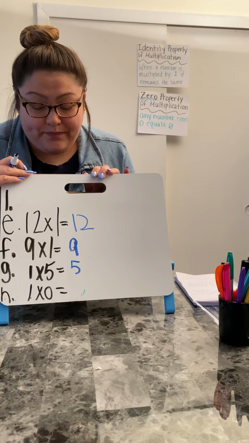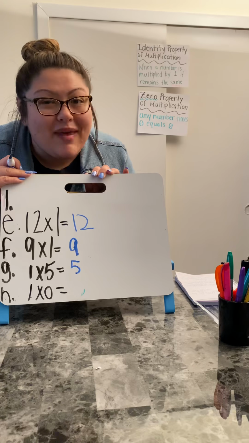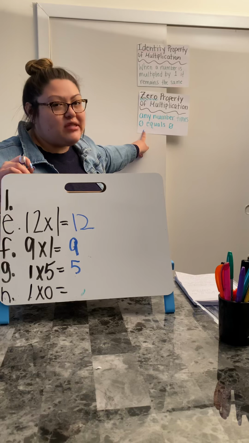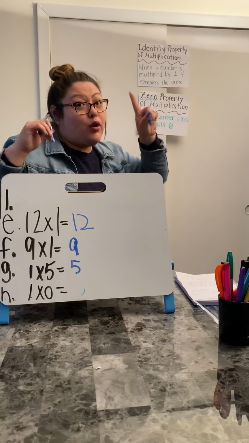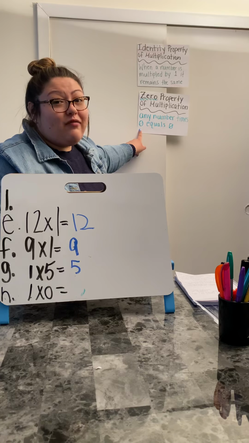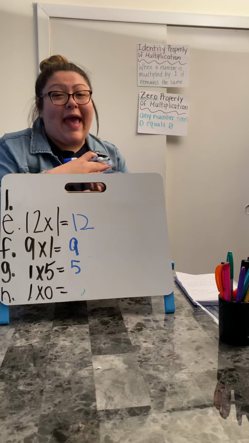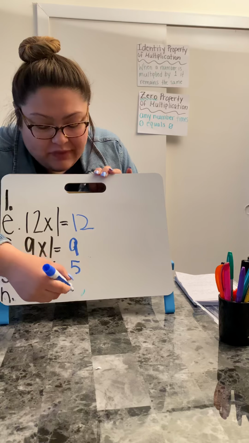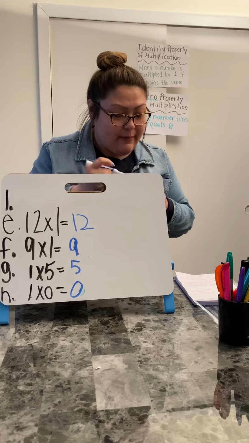Now here was the tricky one. The only exception to this rule is with 0, because anything times 0 equals 0. So even if it has the identity property, number 1, it doesn't matter. The 0 property of multiplication takes control of that number 1. So anything always times 0 equals 0. So 1 times 0 is 0. Okay, so they try to trick you a little bit on that one. I hope that you were able to get that.